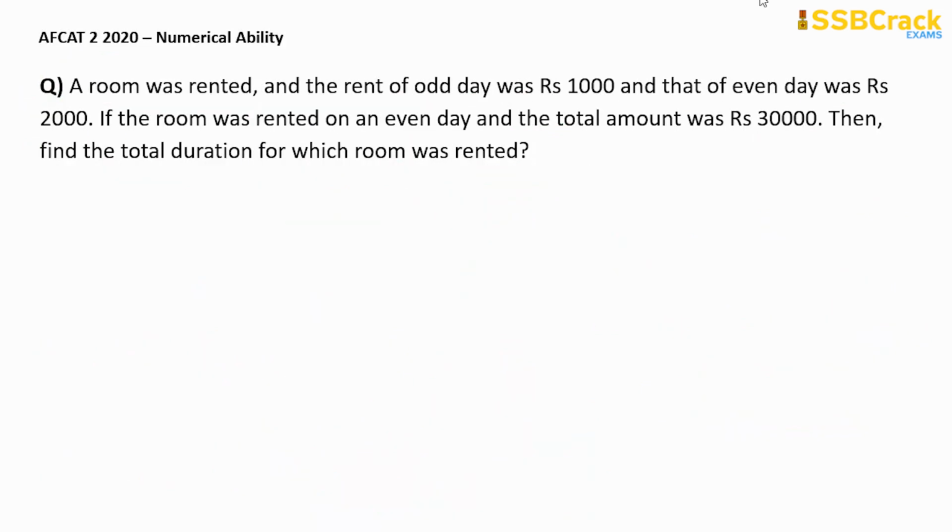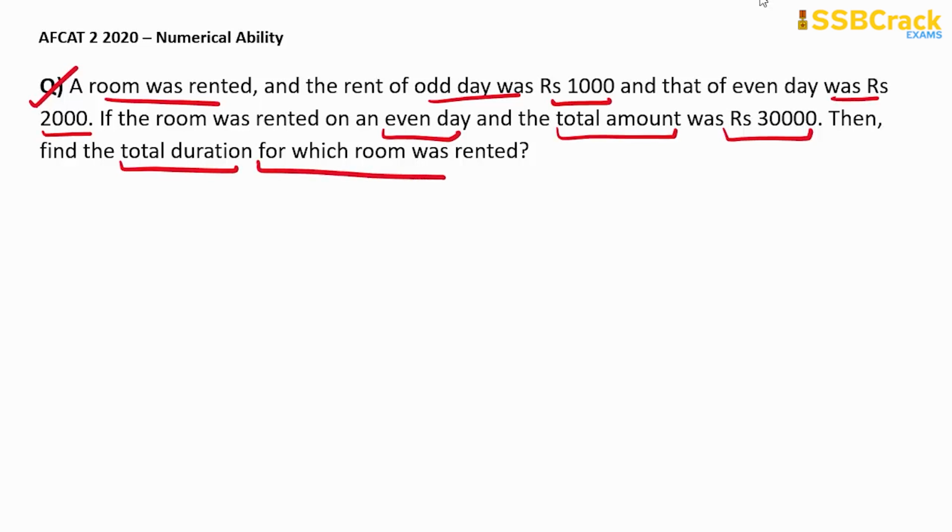Okay. Now coming to the next question. It states that a room was rented and the rent of an odd day was rupees 1000 and that of an even day was rupees 2000. Okay, and if the room was rented on an even day, so it can be rented on the second of some month or the fourth of some month, so it was rented on an even day and the total amount that the tenant has to pay was rupees 30,000, right?